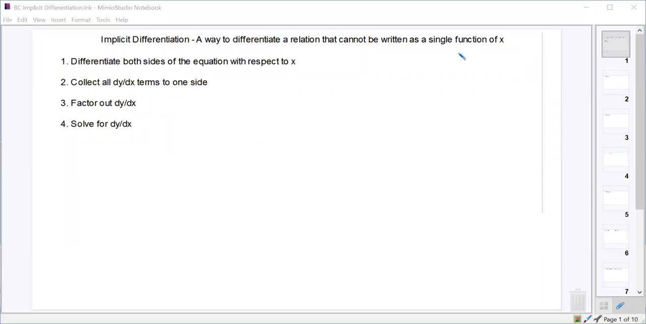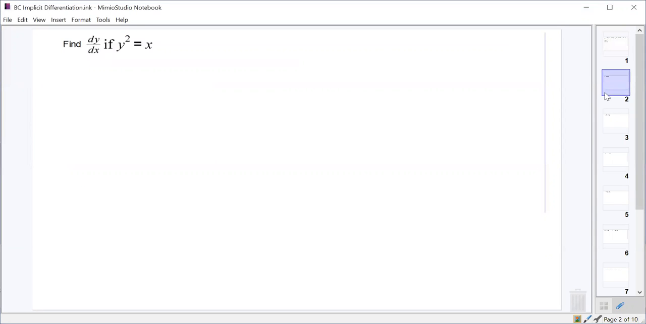Should be easy. These are your steps. If you need to look at the steps sometime, there they are. It's wonderful. We'll start with a really easy one.